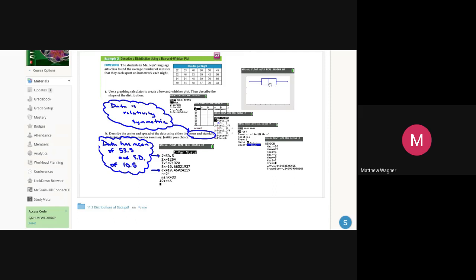Our median is kind of right in the middle. Quartile 1 and 3 basically have the same size box. The tails to our max and min are basically the same. So I would say this data is relatively symmetric, which means I can use my mean and standard deviation. Again, we can run the one variable stat, and that's going to be the top portion of our report. So this data has a mean of 53.5 and a standard deviation of 10.5.